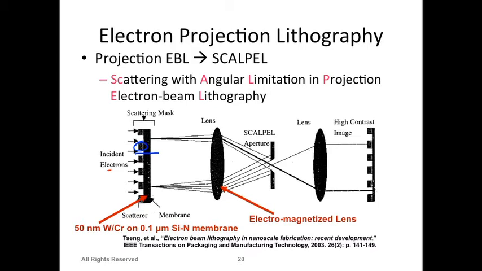So in this case, the idea was to use a very thin silicon nitride membrane, which is about 100 nanometer, and on top of that we have 50 nanometer of tungsten and chrome. So these are opaque areas, so we use chrome there.